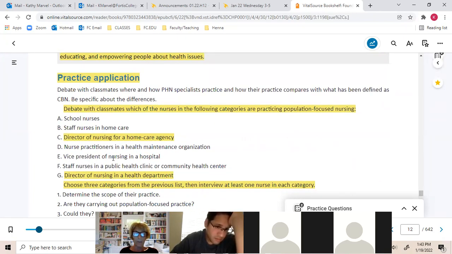Excellent. These practice application activities are excellent. Do it with yourself.